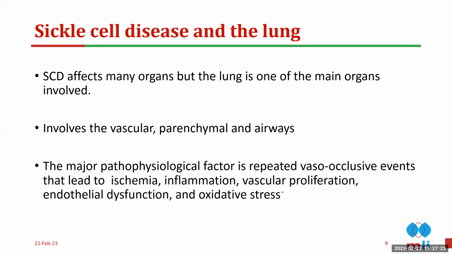And when you look at the lung function, it is determined mainly by the repeated vaso-occlusive events. And it is because they lead to ischemia, there is inflammation, there can be vascular proliferation, there is endothelial dysfunction, as well as oxidative stress. So as Dr. Kasirye indicated earlier, in the pathophysiology of sickle cell disease, these events can happen anywhere, but they also happen in the lungs. And that's how they eventually affect the functioning of the lungs in these children.